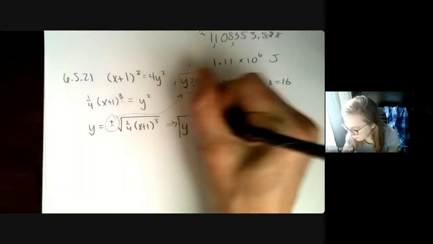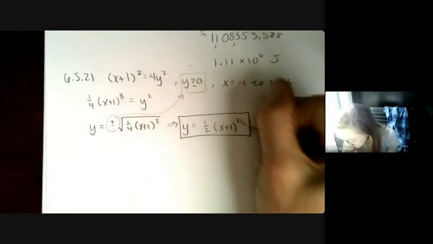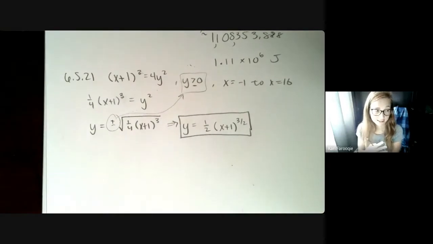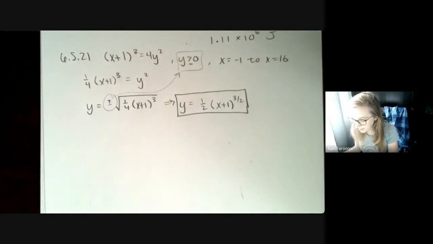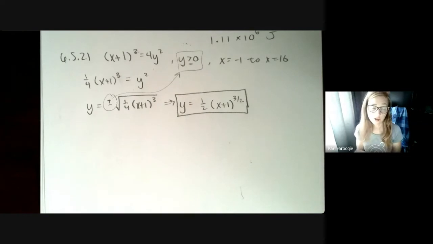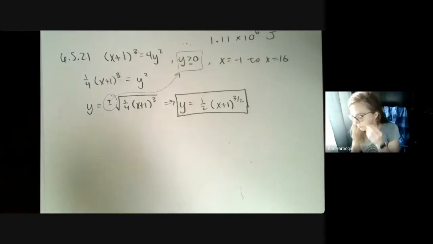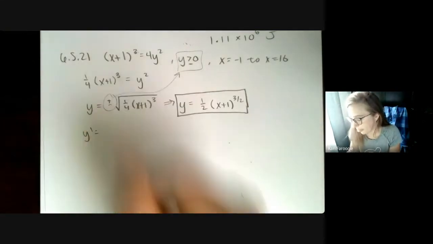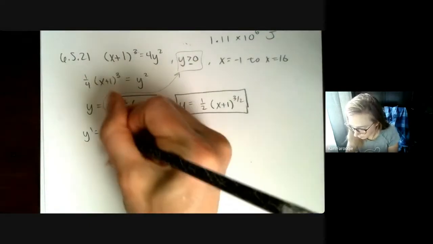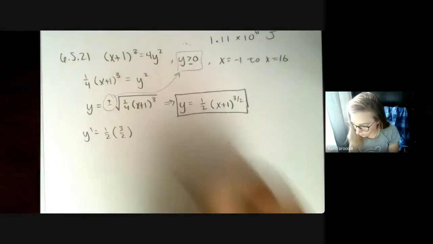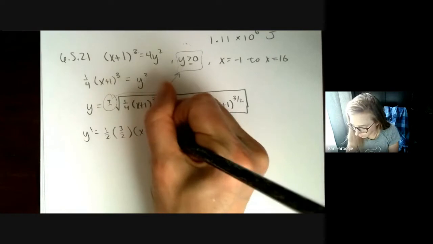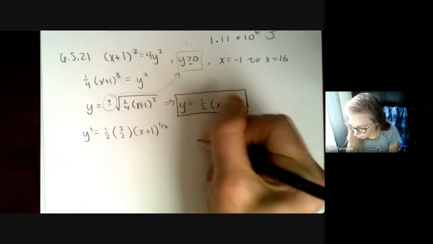But here's what we're dealing with. We're trying to find the arc length here. We need a bunch of different things. The first thing we need to do is find the derivative. Then we're going to square it. Then we're going to add 1, and then we're going to see what happens when we put that under a radical. So y prime is going to be 1/2 times 3/2, and then x plus 1 to the 1/2.